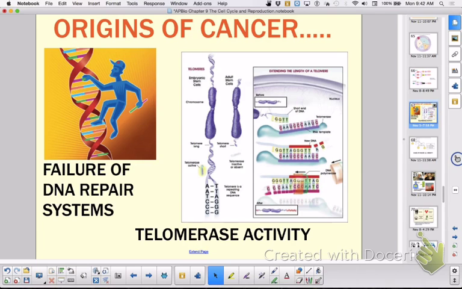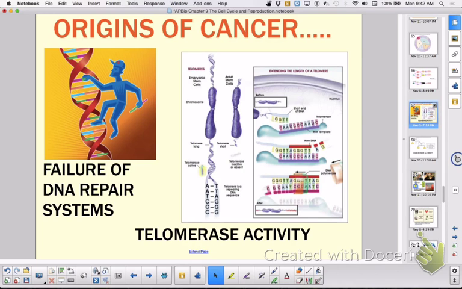All right, so then there's a couple other things. Other origins of cancer in this topic: DNA repair systems fail. It's like you're stopping the cell cycle, but they are not getting repaired. DNA repair systems fail. And then telomeres.